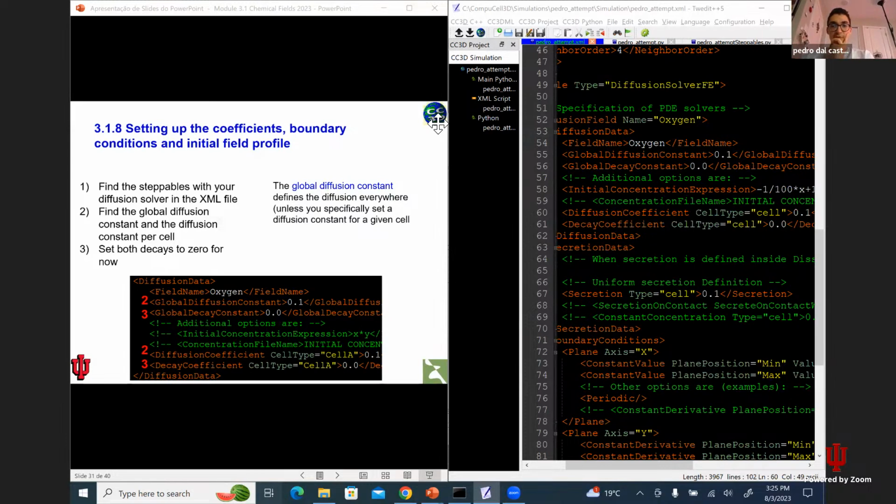We're not putting periodic in the X, we are putting constant value left and right in the X. But what happens in the X dimension is independent of what happens in the Y dimension. So you can set periodic in both, you can set periodic in one and constant value in the other, you can set constant value in one, constant derivative in the other. So it really doesn't matter. They don't need to agree to each other, okay?